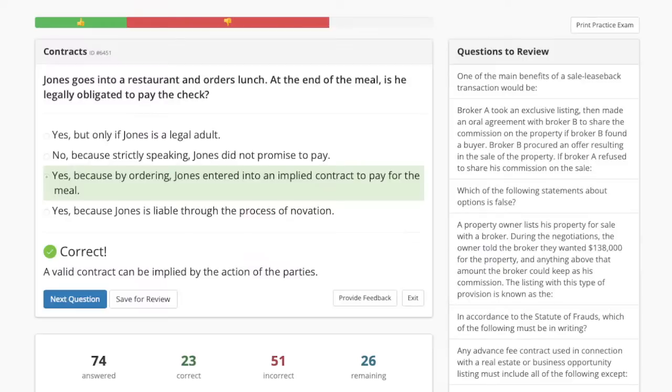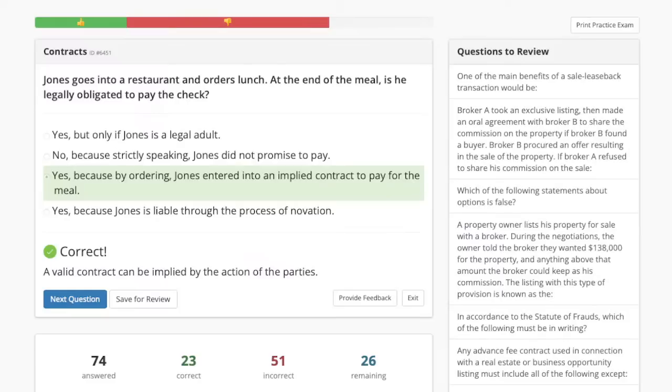Implied contract says if it looks like a duck, walks like a duck, acts like a duck, sounds like a duck, it must be a contract. Okay? Your actions are enough to form a contract. In this situation, you sit down at a restaurant, you have an implied contract.